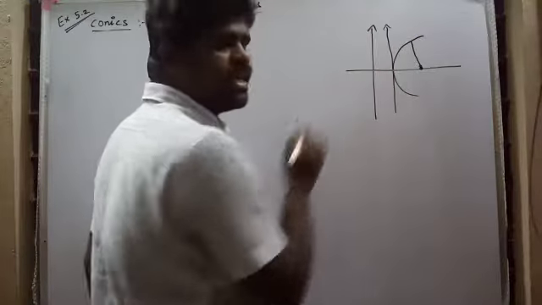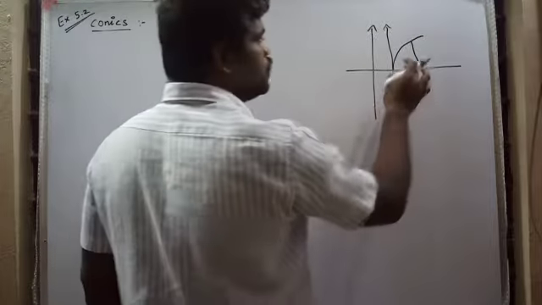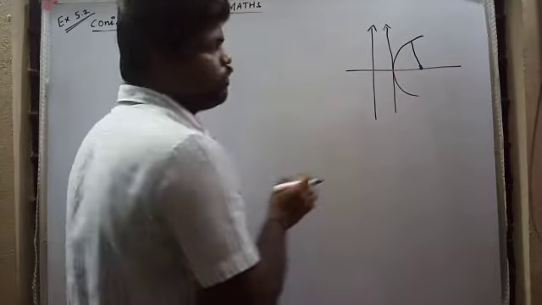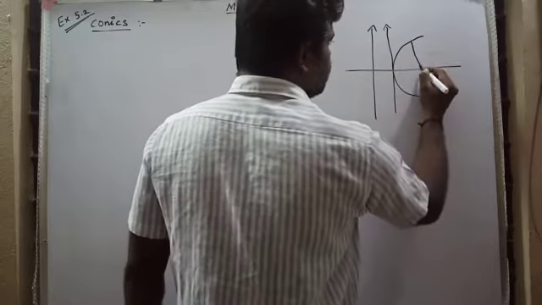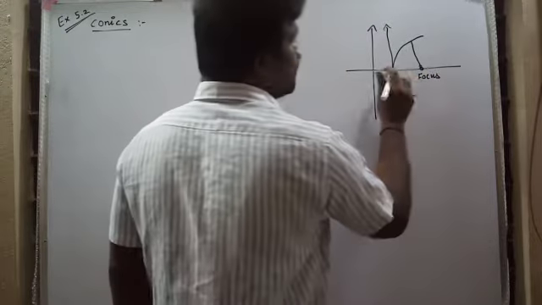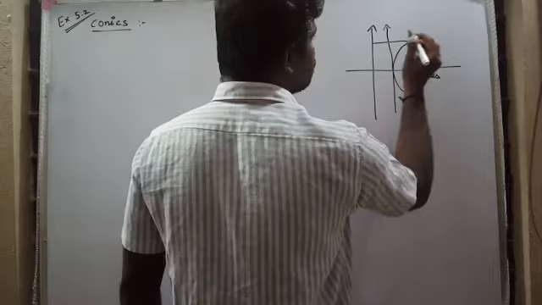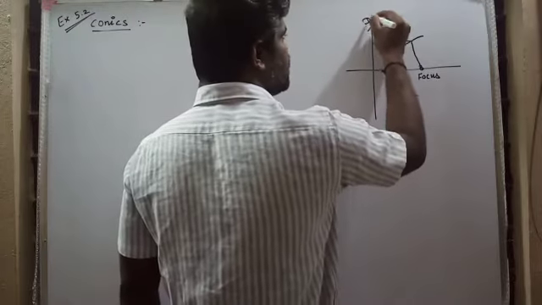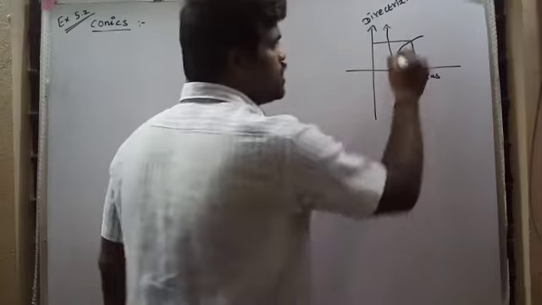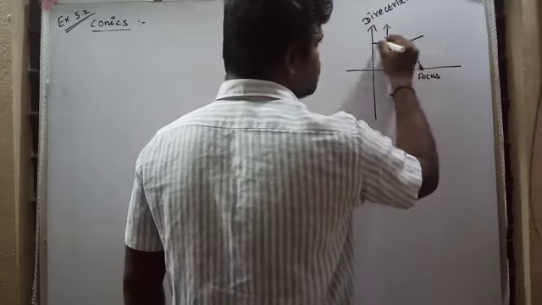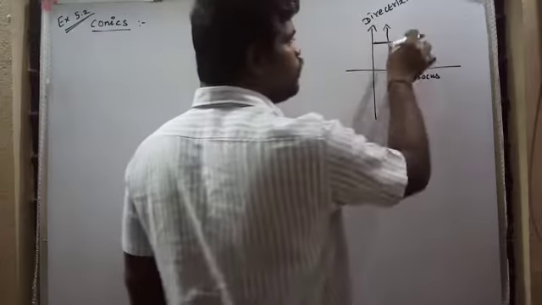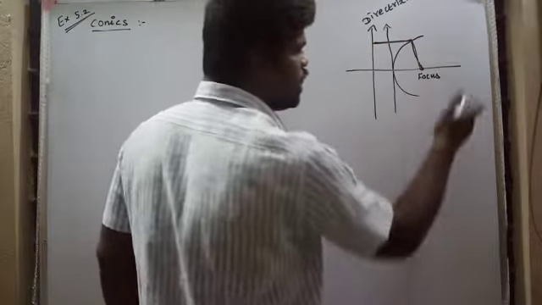This is the fixed straight line. So it is called a conic, right? The fixed point is called the focus, and the fixed straight line is called the directrix. This is the constant distance. This is the distance. So this distance ratio is called eccentricity.